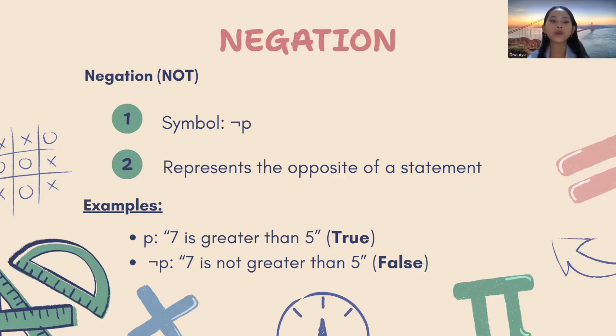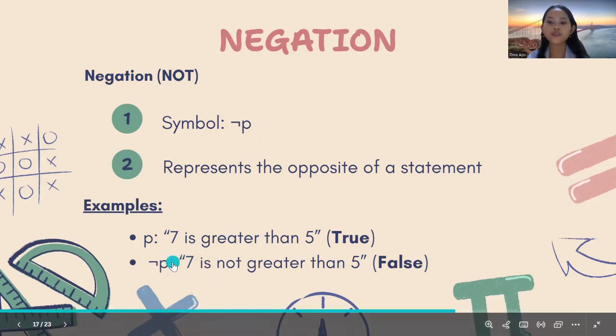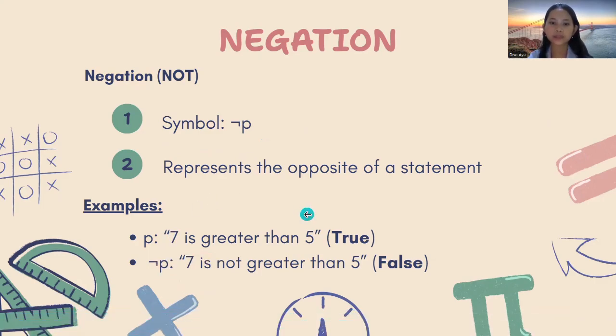Negation represents the opposite of a statement. If the original statement is true, its negation becomes false, meaning not P, it is not the case that P, it does not happen that P, it is false that P, and this is the symbol of negation. In this example, if P is true, then not P is false. Is that clear? Okay, next.